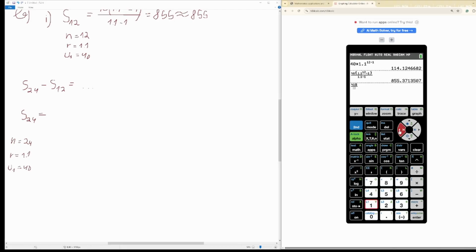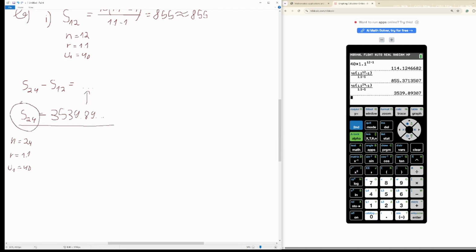So it's 40, 1.1 to the power of 24 minus 1, and to the bottom we just put 1.1 minus 1. Then we can see that within the 2 years they've sold about 3,039 cars. And because this is not the final answer, we also have to keep the decimal places, and then we can simply take the answer from here.